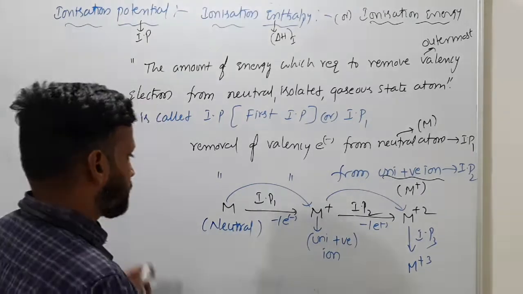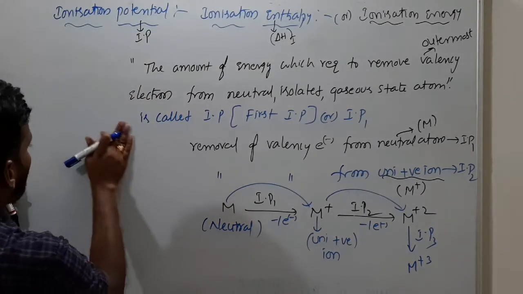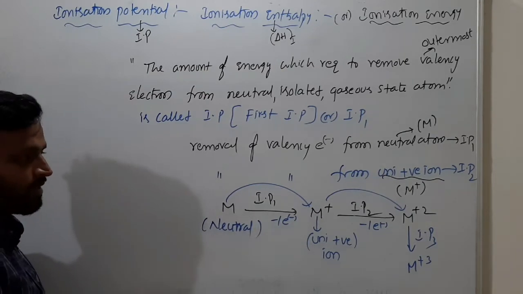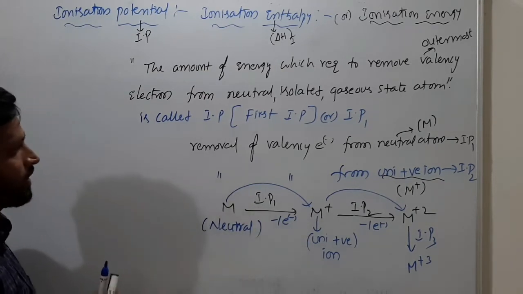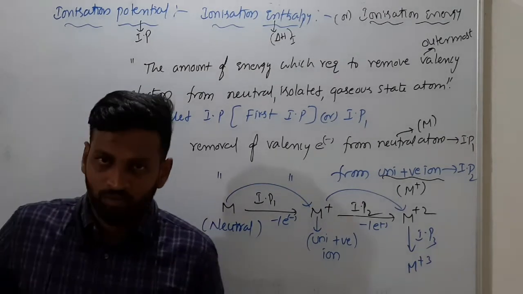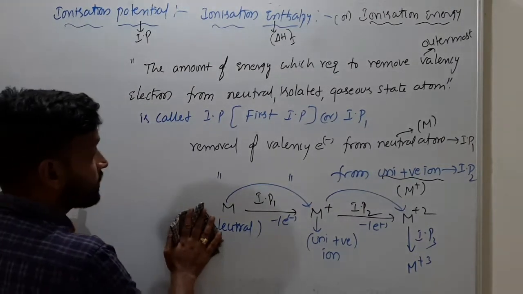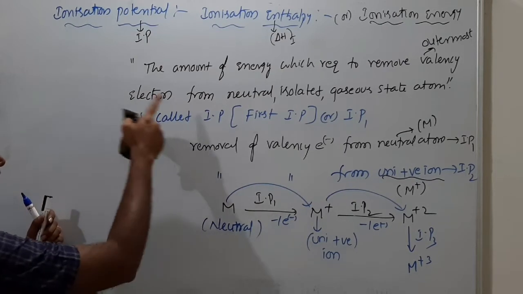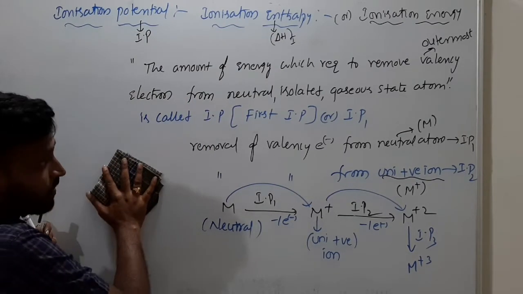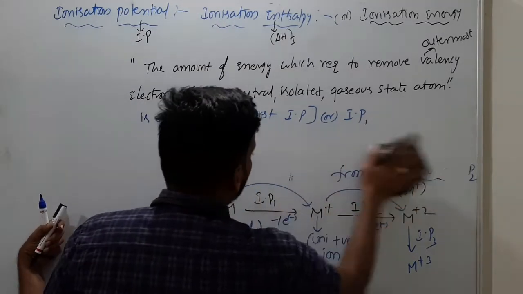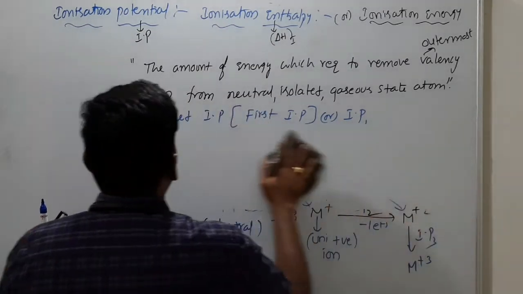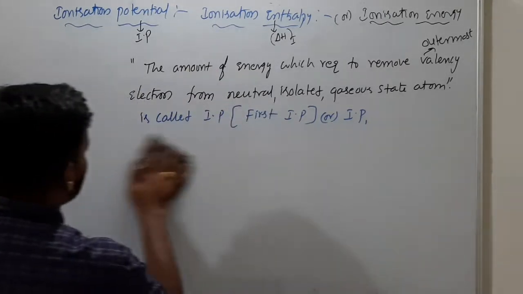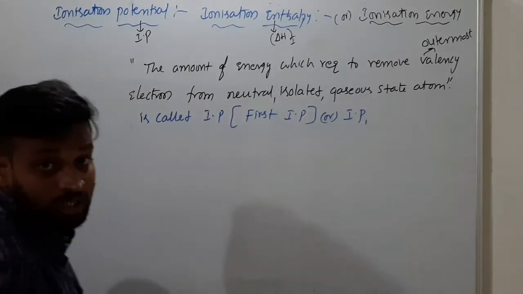Understood? Which one is big and which one is less, I will tell you, but before that you must know one thing clearly. What is ionization potential? Ionization potential is the amount of energy. Write down all these things. The amount of energy required to remove a valence electron or outermost electron from a neutral isolated gaseous state atom is called ionization potential.